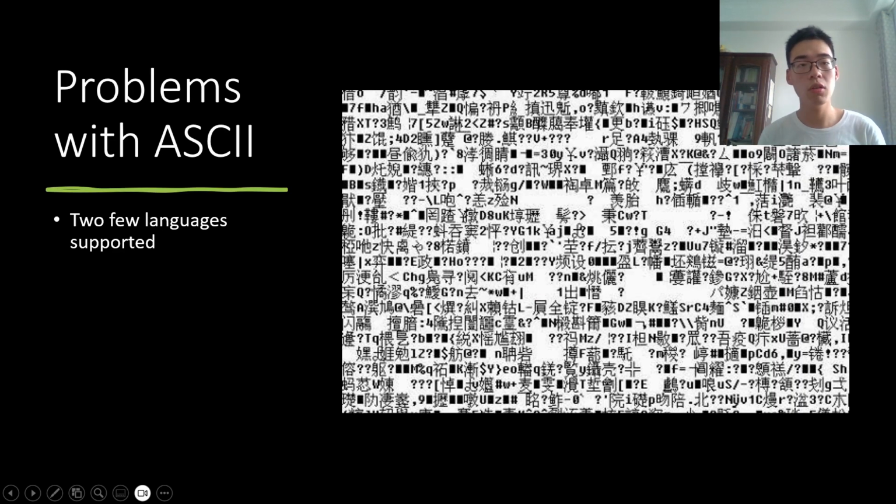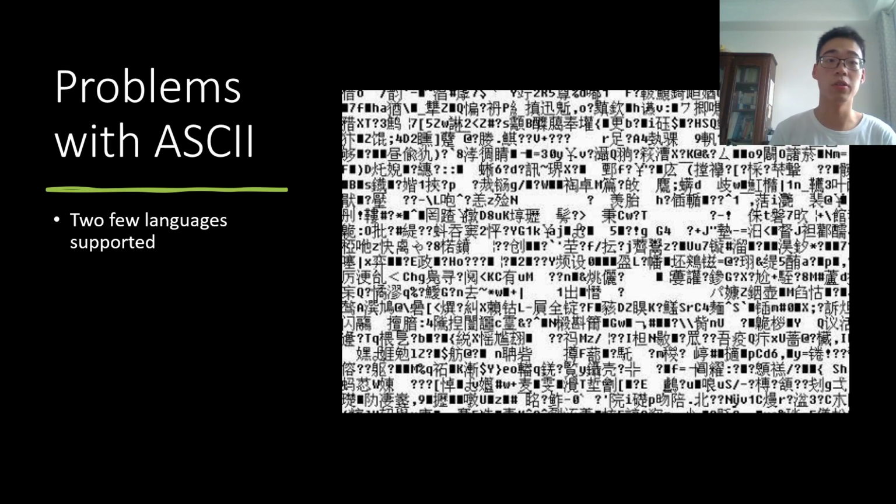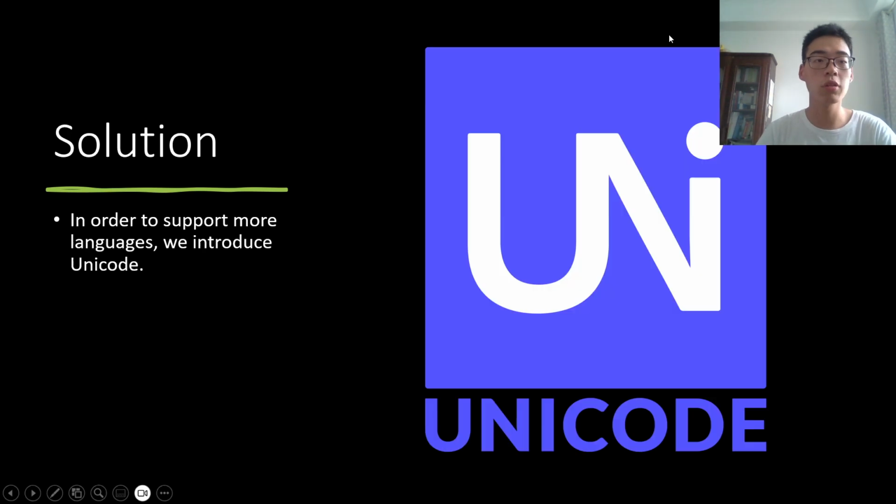However, there are lots of problems with ASCII. The first one is that too few languages are supported. For example, my home language, Chinese Mandarin, is not supported by ASCII. If we force it to display, it will show some random message like the one shown on the right-hand side. In order to solve this problem, we invented Unicode. It's not Uniqlo, it's Unicode.